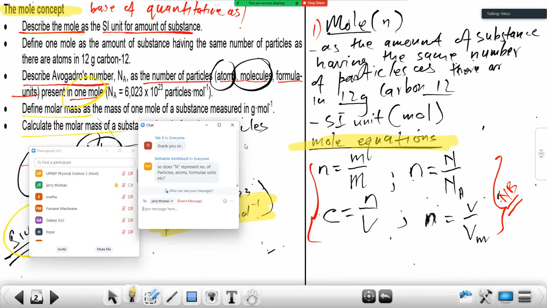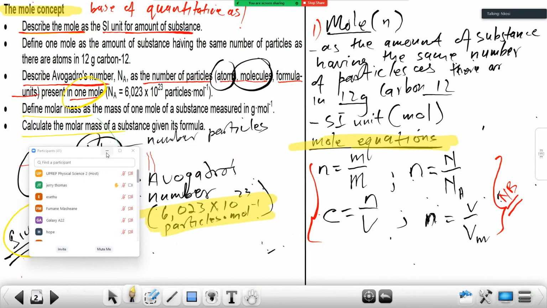And then Retabile is asking, does N represent number of particles, atoms, and formula units? Yes, Retabile, 100%. Hence, if you check here from the definition itself, it describes the Avogadro number as the number of particles, in brackets, atoms, molecules, and formula units. So when we are asked to calculate for molecules, we'll still use the Avogadro number. If we are asked now to calculate for formula units, then we'll still be in a position of using the Avogadro number. 100%. So thank you very much.